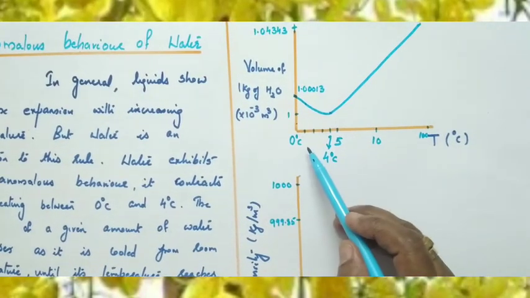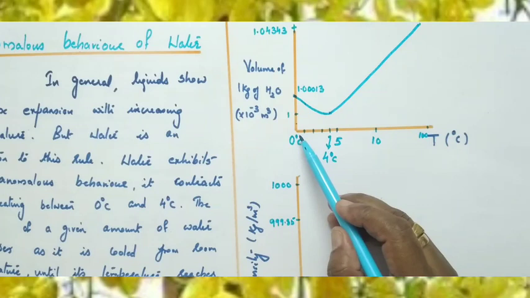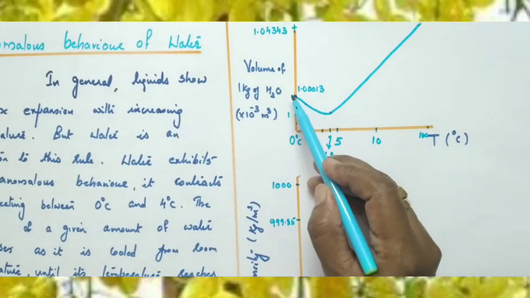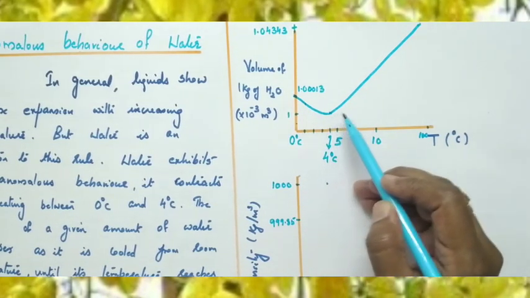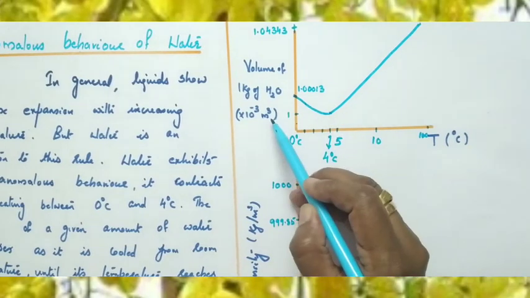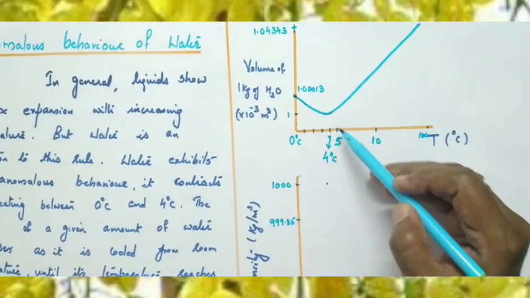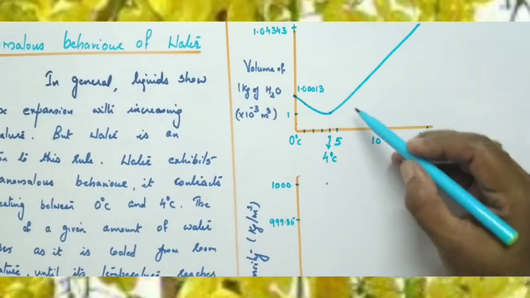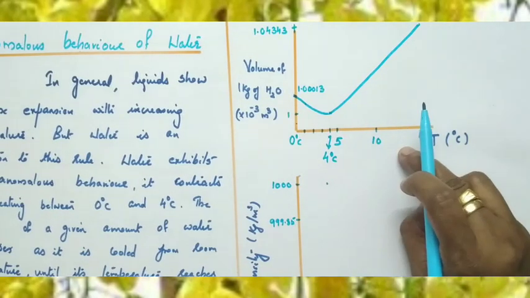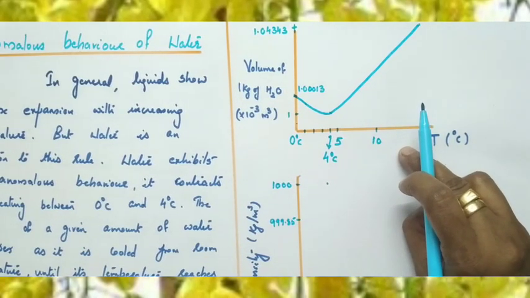Clear children? So as water is heated from 0 degrees Celsius to 4 degrees Celsius, volume decreases to a minimum value at 4 degrees Celsius. The minimum value is 1 into 10 raised to minus 3. And after that as temperature increases, what happens? Volume increases. It shows volume expansion after 4 degrees Celsius.